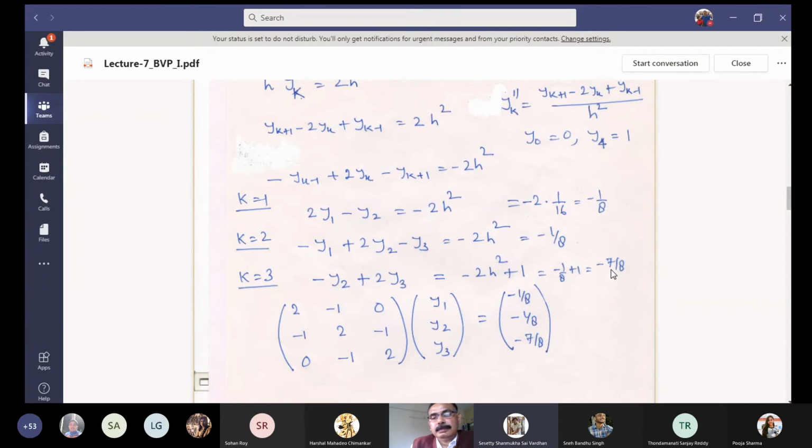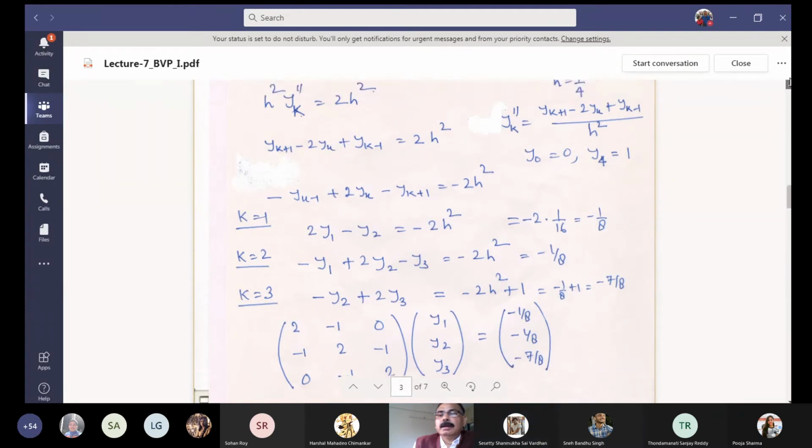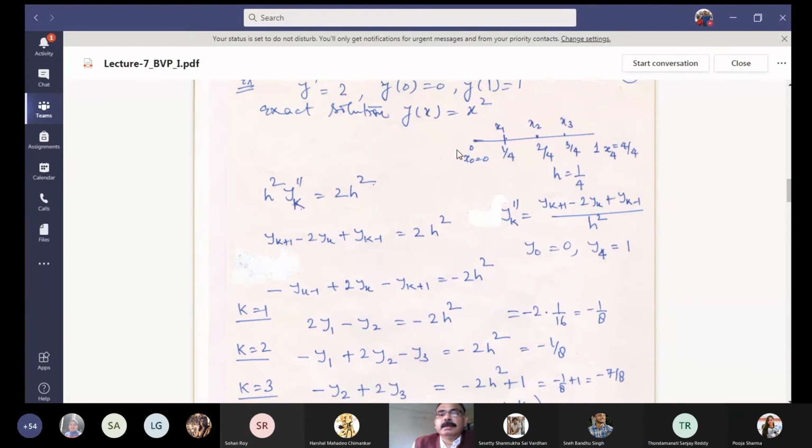So could you explain the last part again, like y4? I did not get that. Okay. You see the subdivision. You have taken h as 1 by 4. So it is 0, 1 by 4, 2 by 4, 3 by 4, 4 by 4. That is 1. Right? Yes, sir.